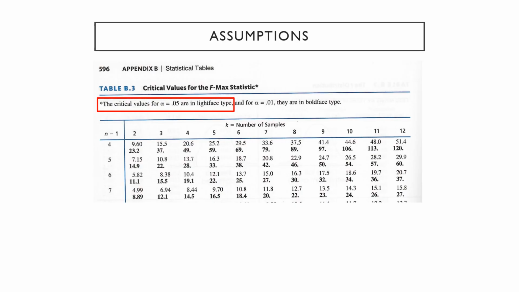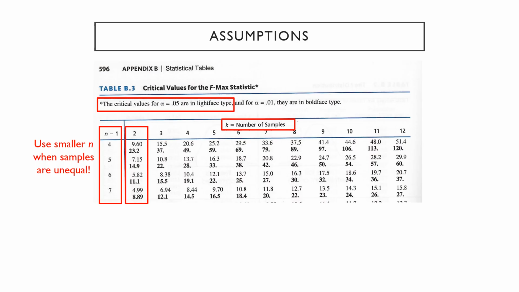Ignore anything bolded. In the left column, you'll see n-1, and this is assuming that the sample sizes in each group are equal. If there's different sample sizes with each group, go with the smaller sample size because that allows for a more cautious estimate. Then we have k, which is our number of samples. With a t-test, we are comparing two groups, so we use the 2 column.